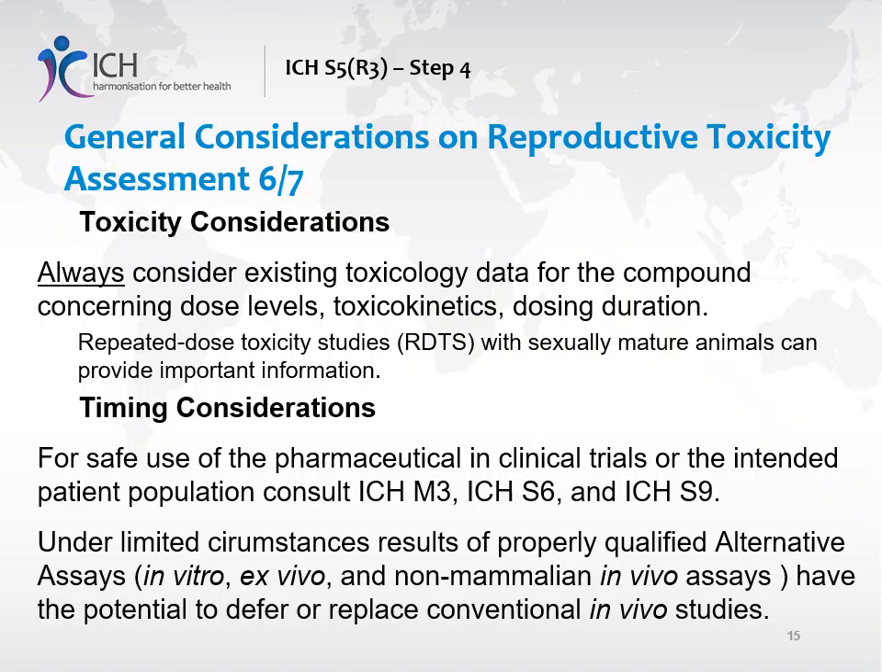Toxicity considerations. Repeated dose toxicity studies with sexually mature animals can provide important information on toxicity to reproductive organs that can affect the design of a DART study. The existing toxicology data for the compound should always be considered, taking into account the dose levels, toxicokinetic profile and dosing duration. For example, the standard fertility study design can be modified to alter the duration of dosing or the start of cohabitation for a compound that affects testicular tissue.